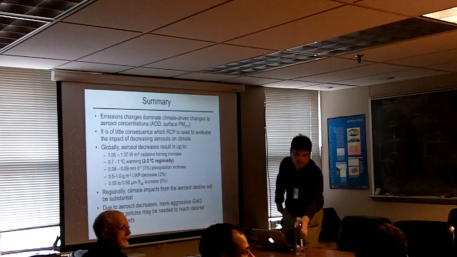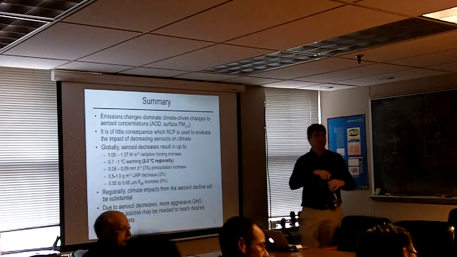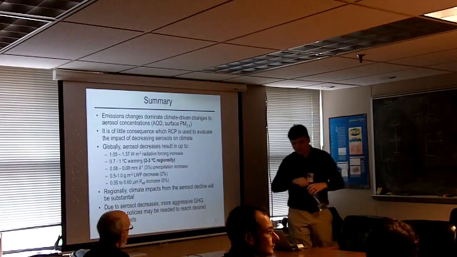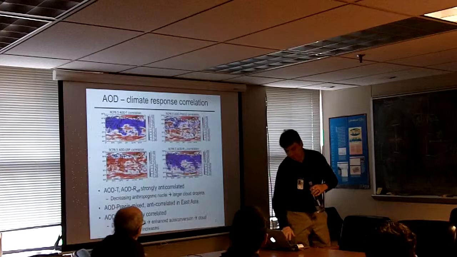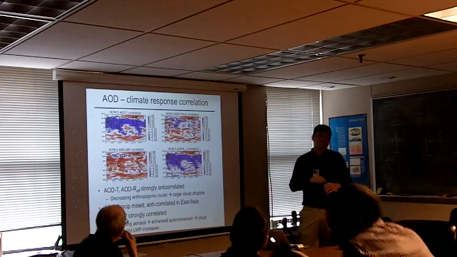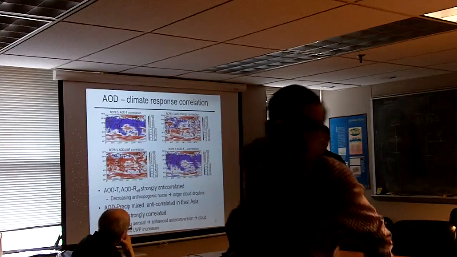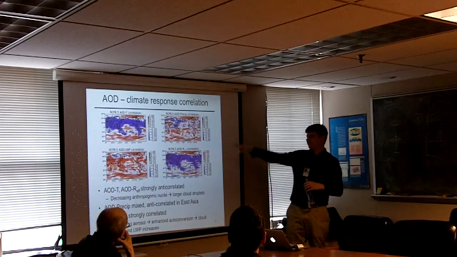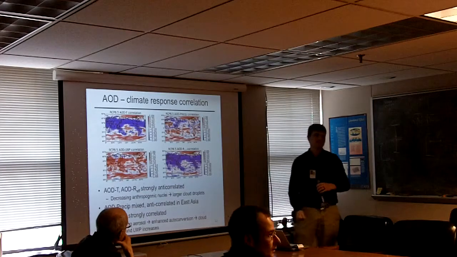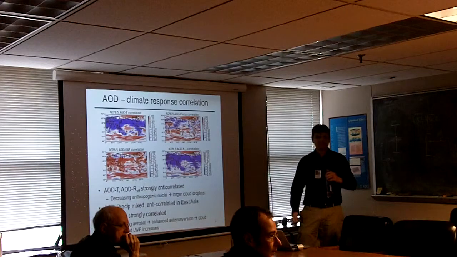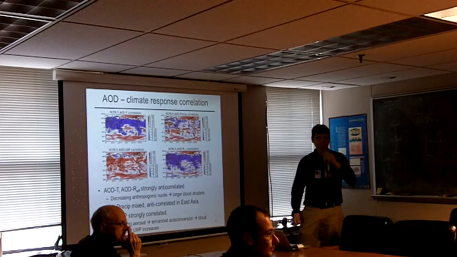Your correlation maps for temperature and effective radius look very similar. Yeah, that's probably not surprising, since the aerosol temperature changes can drive some of this other stuff as well. I guess this shows that the indirect effect is the component that drives this pattern. Yeah.